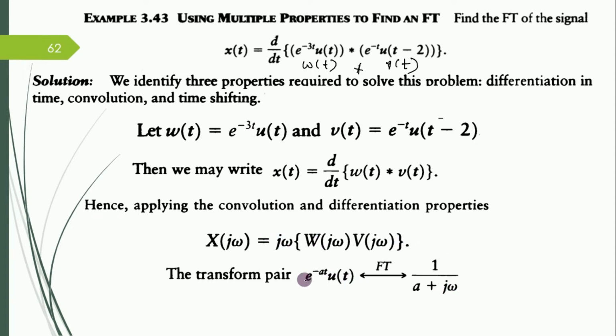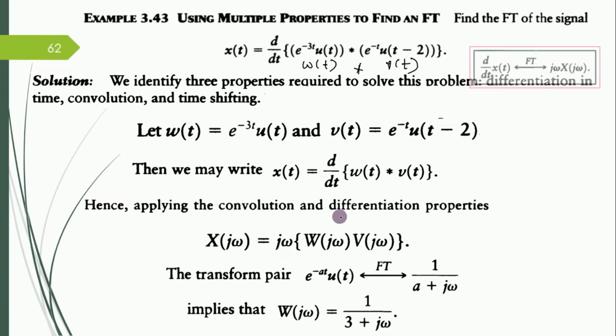That's it. This transform pair we already know, e raised to minus at u of t. Its transform pair we already know, 1 over a plus j omega. So we replace a with 3, we get w of j omega. And similarly, we replace a with 1, we get v of t, but there is a u of t minus 2. Time shift is there. To compensate time shift, we need to have a complex sinusoid component e raised to j 2t. So w of j omega is done, 1 divided by 3 plus j omega.